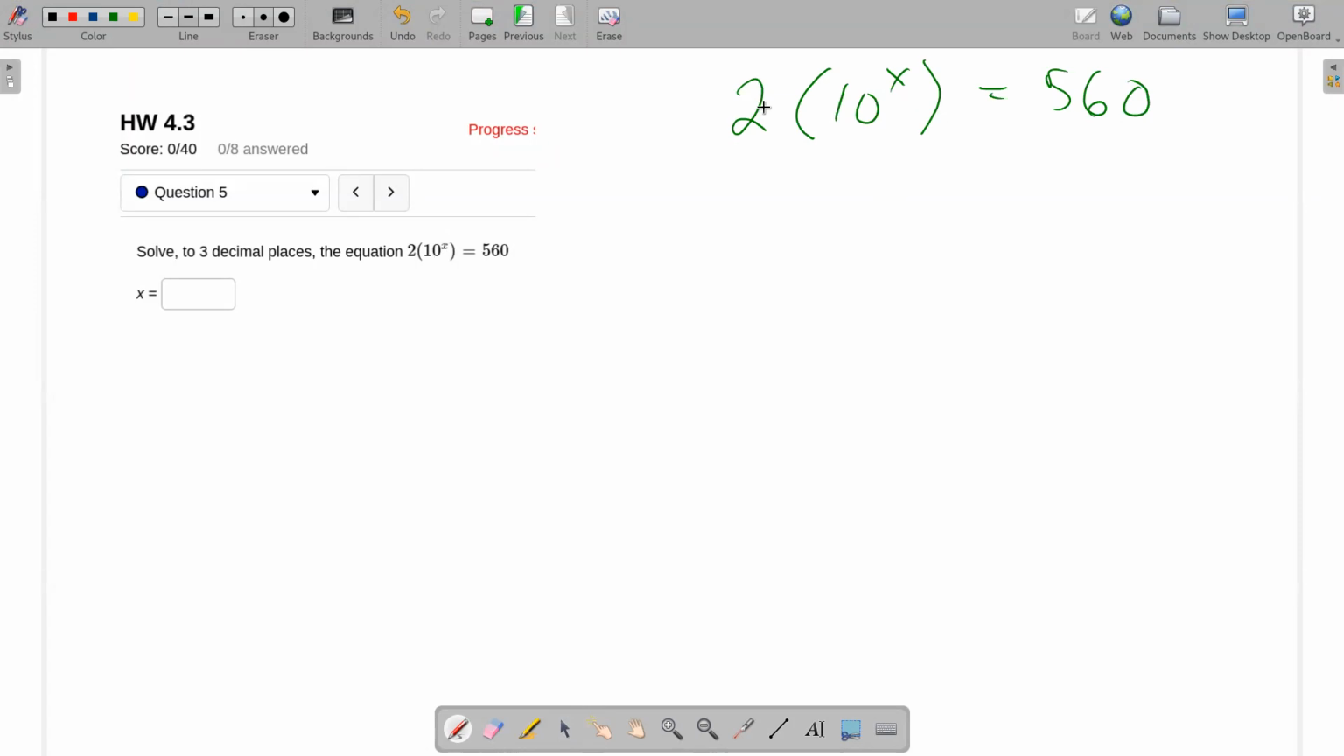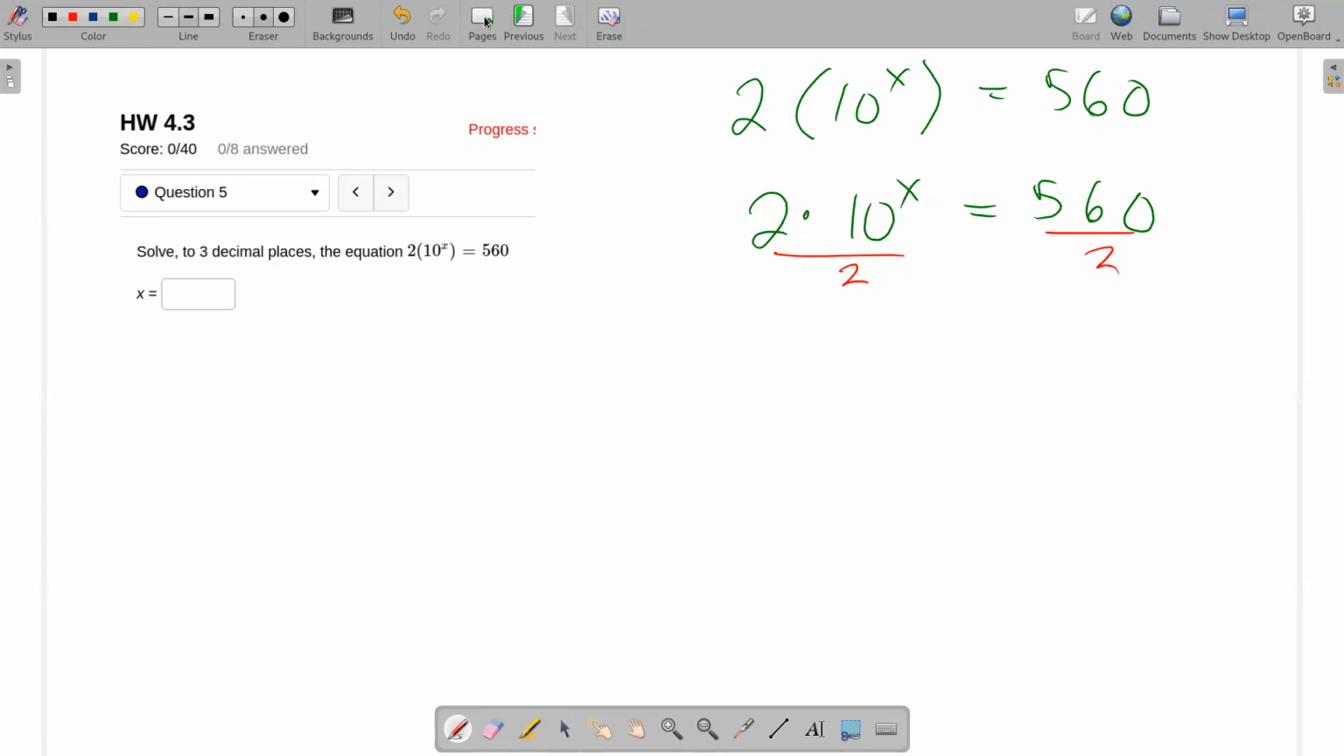Now, mathematically, if we have a number next to a parentheses, no symbol means multiply. So I could also write this as 2 times 10 to the power x equals 560. Another way to write the same exact thing. I want to solve for x, and in solving equations, it's like a present. You have to unwrap it. Get rid of the outermost layer first. So 2 is the outermost layer. It's multiplied, so we're going to divide to get rid of it.